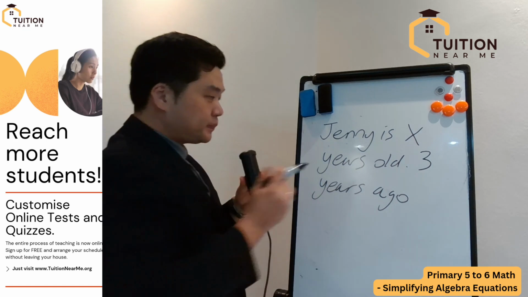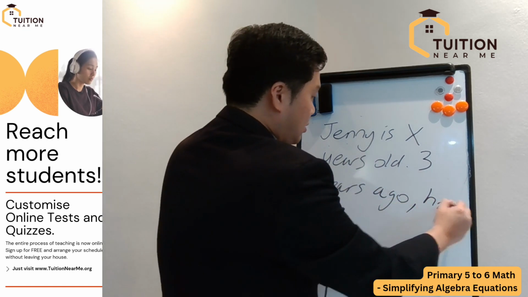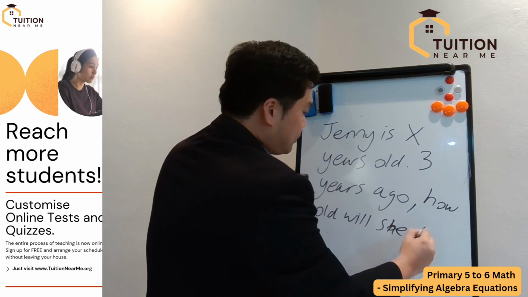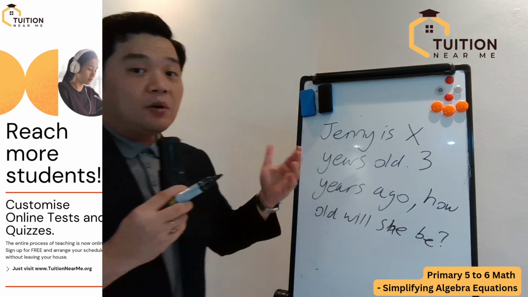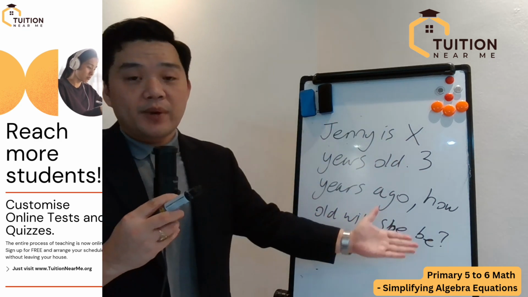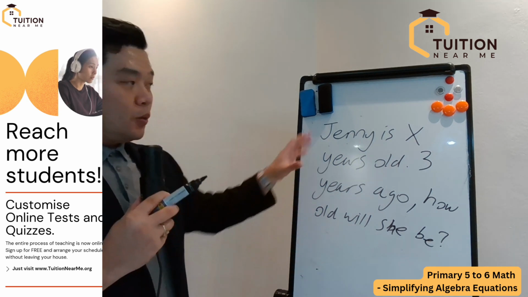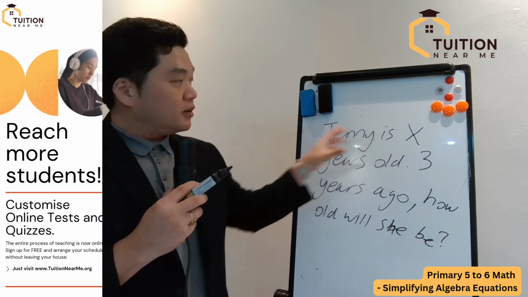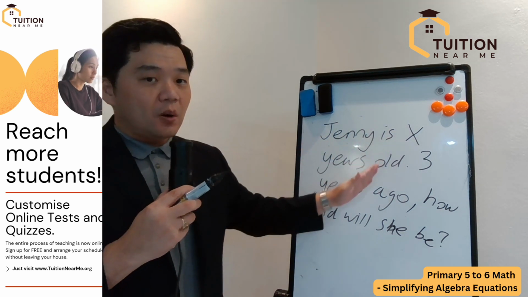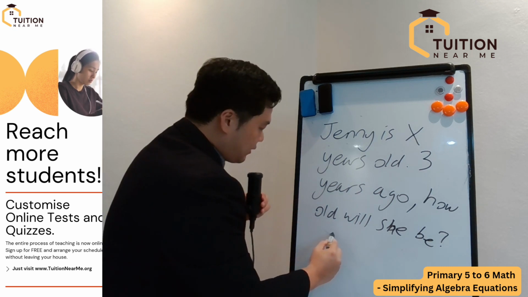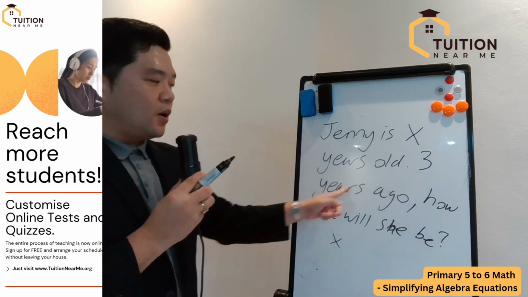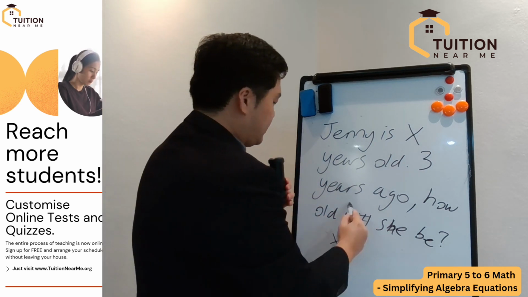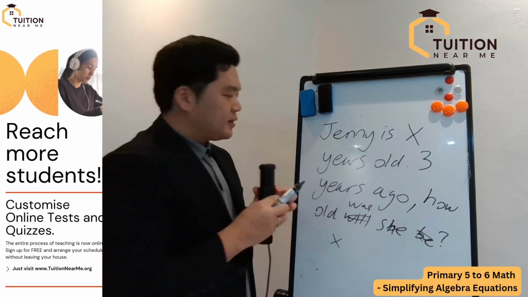3 years ago, how old will she be? So how do you express this word problem as a mathematics equation? What you need to focus on is to identify how many years old she is right now. Right now, Jenny is X years old, right? So what you need to do is write X. 3 years ago, how old was she? How old was she? All right? 3 years ago, how old was she?